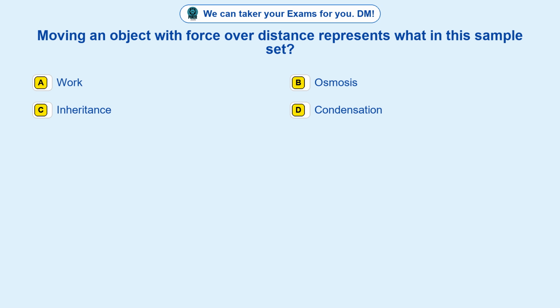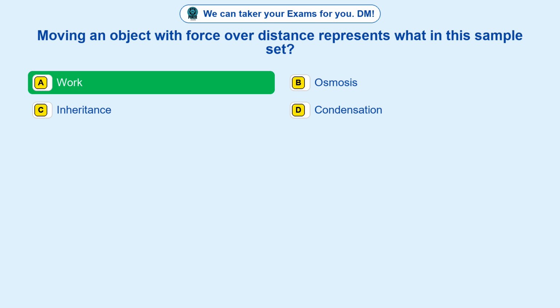Question 59. Moving an object with force over distance represents what in the sample set? Option A, work. Option B, osmosis. Option C, inheritance. Option D, condensation. The correct answer is option A.